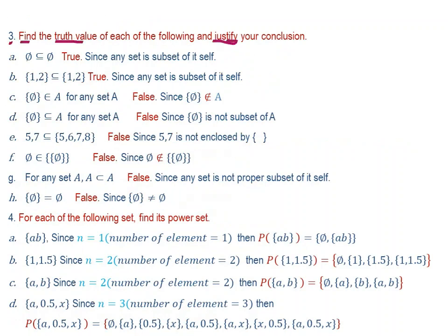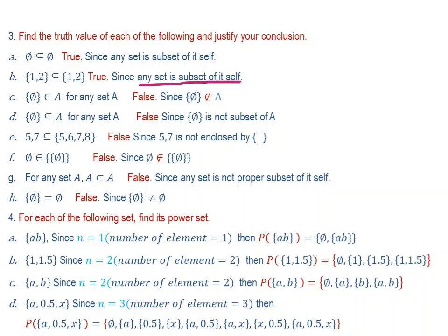Find the truth values of each of the following and justify your conclusion. A. Empty set is a subset of empty set. This is true. Why? Any set is a subset of itself. So similarly, B. The set containing 1, 2 is a subset of the set containing 1, 2. This is true. Why? Any set is a subset of itself.